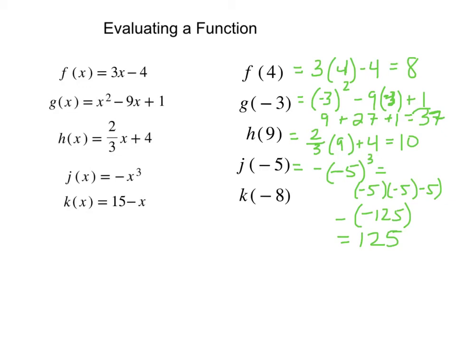Okay, good. Last one, k of -8. Well, k of x is 15 minus x. So k of negative 8 is going to be 15 minus negative 8. Again, put your parentheses in when you're plugging in your negatives. All right, we know that means it's really adding because it's keep, switch, switch. Add together, we're going to get 23. So the value of k of negative 8 is 23.